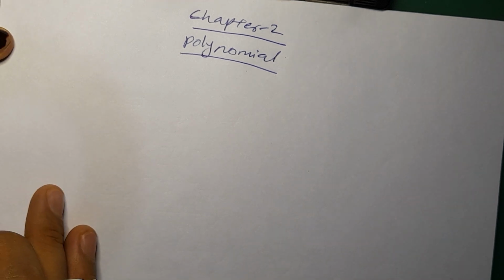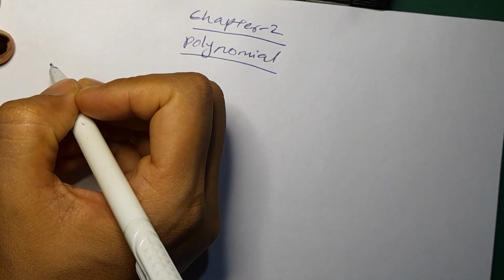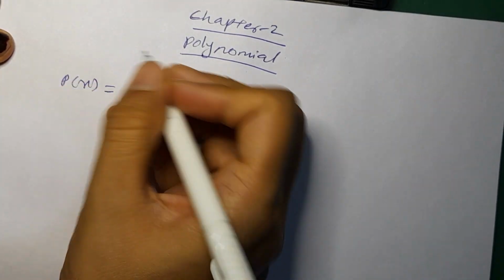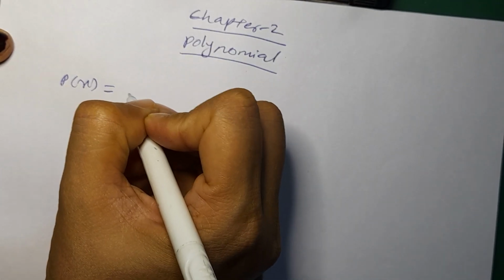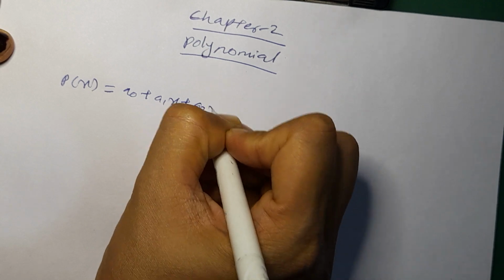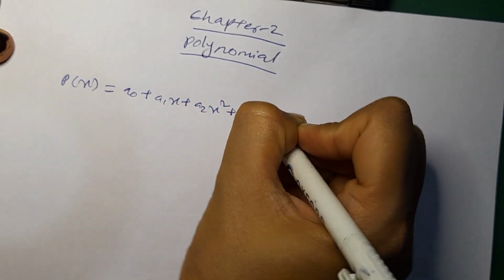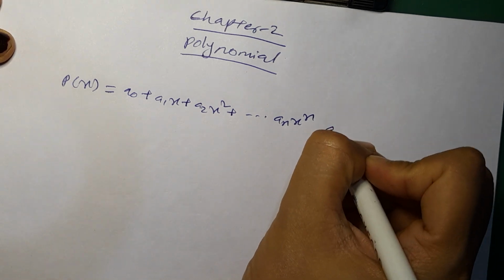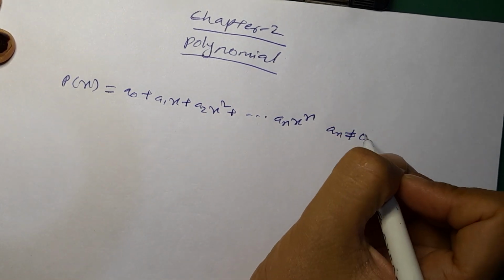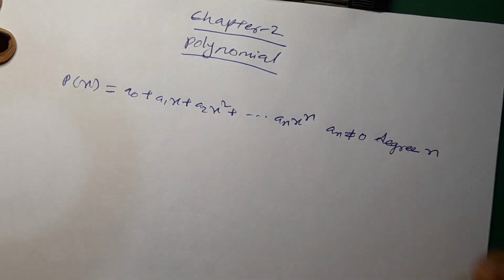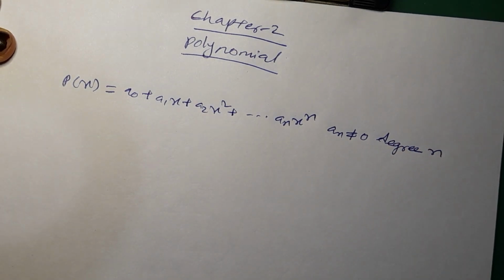Chapter 2, Polynomial. First, what is a polynomial? A polynomial is an expression of the form p of x is equal to a0 plus a1x plus a2x square plus dot dot an xn, where an does not equal 0 and its degree is n. This is the expression of the polynomial.